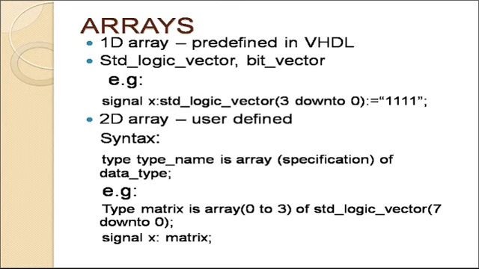You can say that instead of matrix, if I use the word memory, that will be a better word, because when we want to declare a memory, suppose I want 8 bytes of memory, then I can declare the same thing as type memory is array (0 to 7) of std_logic_vector(7 downto 0). This will be the declaration for a memory of 8 bytes. In the next lecture we will see the operators in VHDL.